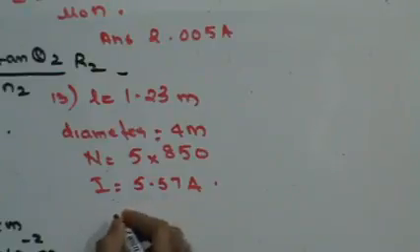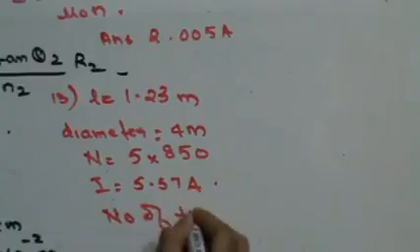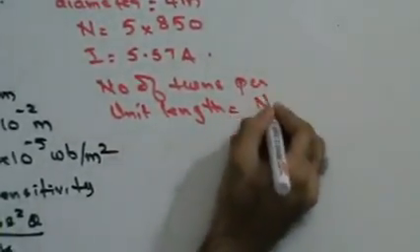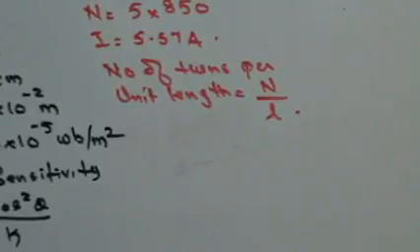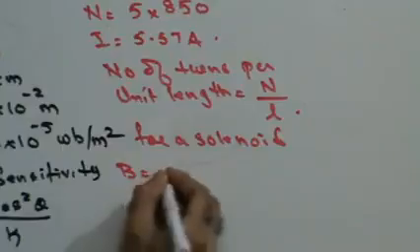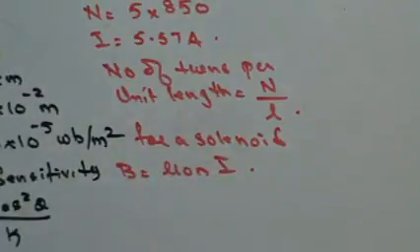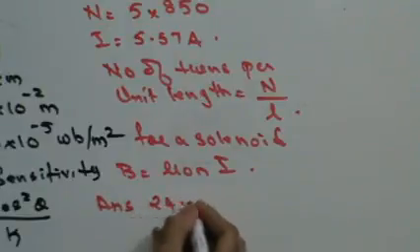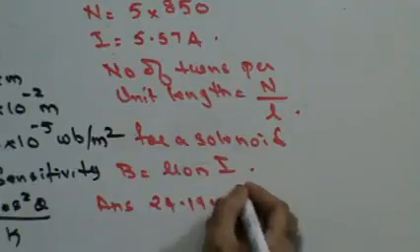Straightforward. First, let's find out the number of turns per unit length. Number of turns per unit length is total number of turns divided by length. You have 5 layers of 850 turns, so the total number of turns will be 5 into 850. Length is given to you as 1.23. Once you have this, then you can say for a solenoid, magnetic induction is mu0 n I. You just found out the number of turns per unit length. mu0 is a constant. Current is given to you. You should be able to get that answer. The answer for this should be 24.19 into 10 raised to minus 3 Tesla.